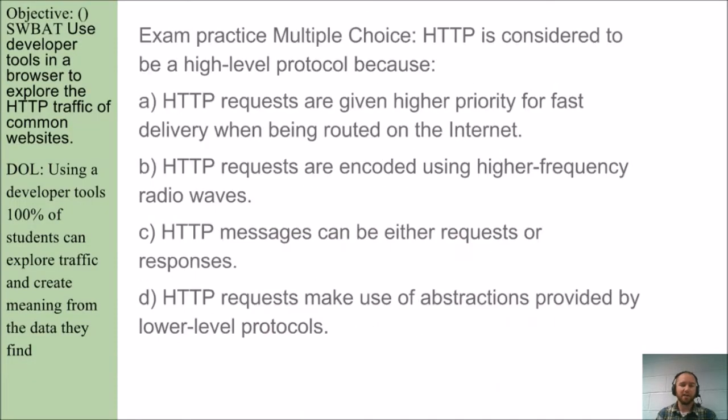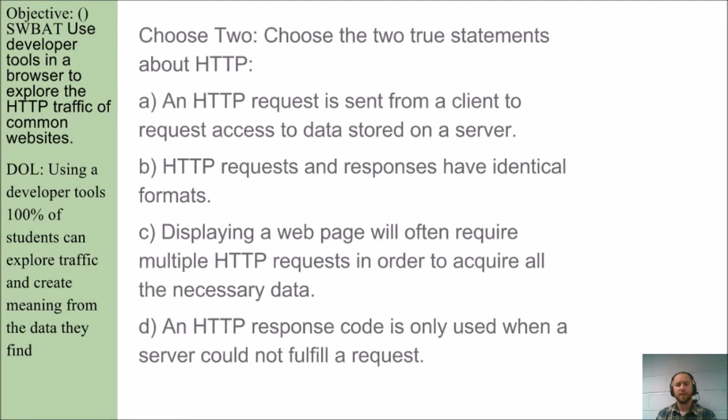So here's an exam practice question. I thought we should do these once in a while. HTTP is considered to be a high-level protocol because A, HTTP requests are given higher priority for fast delivery when being routed on the internet. B, HTTP requests are encoded using higher frequency radio waves. C, HTTP messages can be either requests or responses. Or D, HTTP requests make use of abstractions provided by lower level protocols. Choose two. Choose the two statements about HTTP.